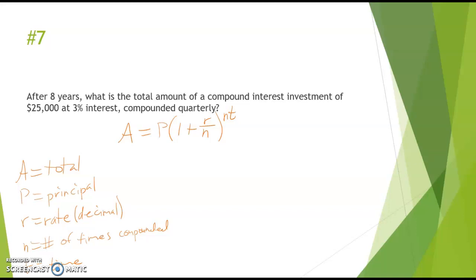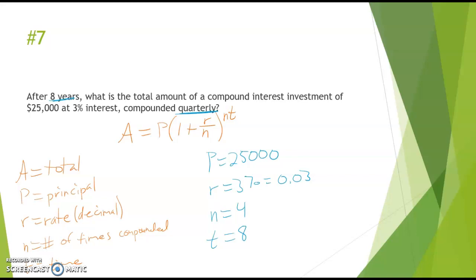All right, so I'm just going to go through and label all of the things that I know. So I don't know A because that's going to be my total. I do know the principal though. The principal is my starting amount. That is the 25,000 in my problem. My rate is that 3%, which is going to be 0.03. So to change from percentages to decimals, make sure you divide by 100. N is going to be 4 because it's compounded quarterly. So quarterly means that it's compounded 4 times. And then T is going to be 8 because my 8 years right here.